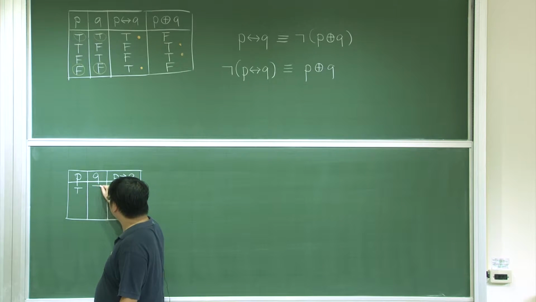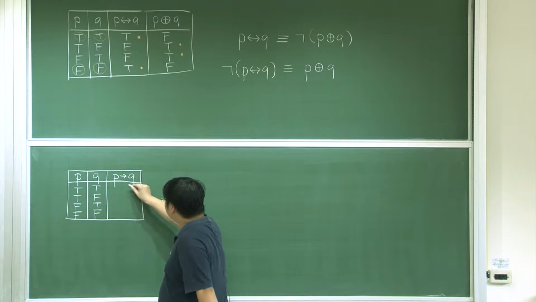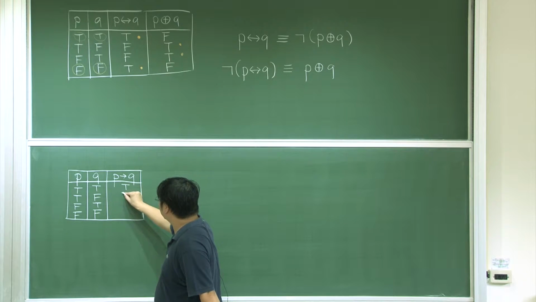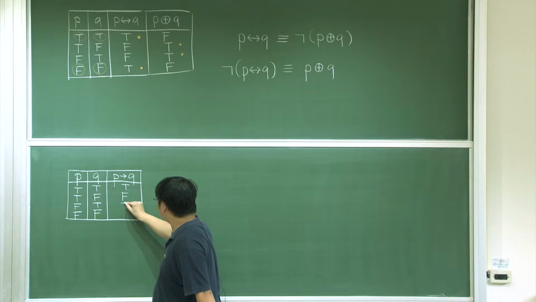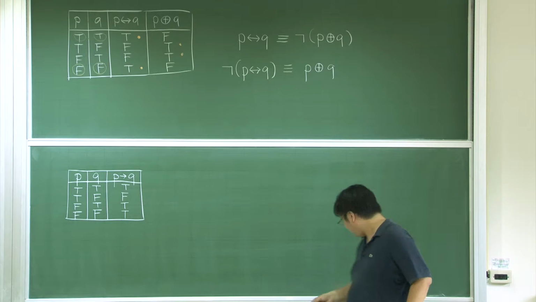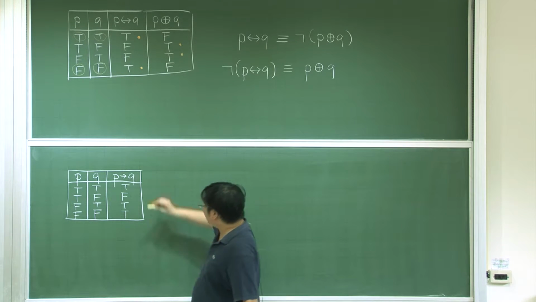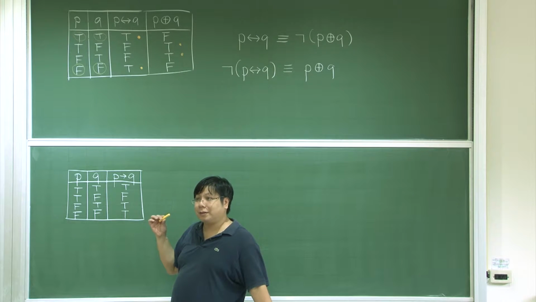So it is defined as true, true, true, false, false, true, false, false. Is that okay? So it is defined as this one is true, and this one is false, this one is true, and this one is true. Okay. So we have 3 truths here and 1 false.